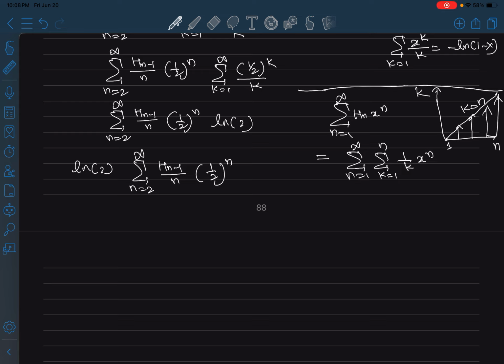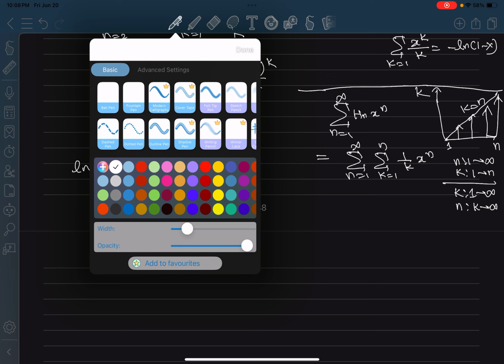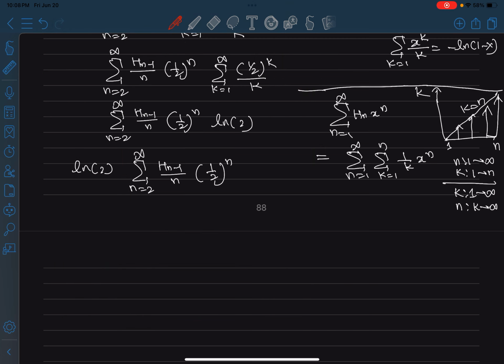If you want to write it in a different way, one way was n going from 1 to infinity and k going from 1 to n. Another way could be k going from 1 to infinity and n going from k to infinity. So what I'm trying to say is this k will go from 1 to infinity, but this n will just go from k to infinity, and this area is covered. So that's a good idea. If we swap in that way, we'll be able to sum it.